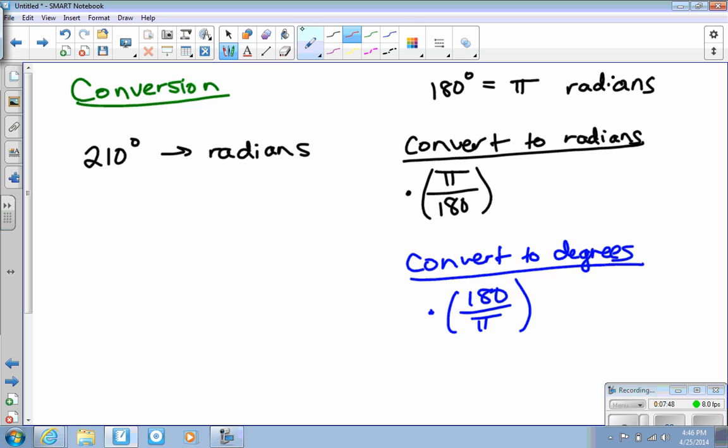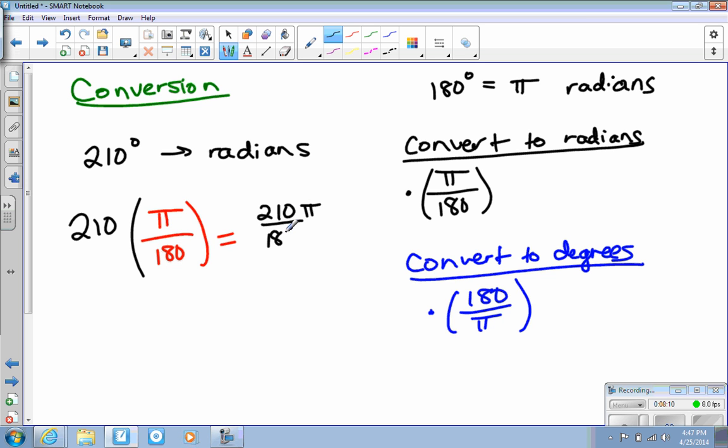So to convert 210 to radians, I'm going to take 210, and I want to go to radians, which means that pi is going to go on top, 180 goes in the bottom. And so if you take this, you should be able to do this without your calculator and reduce the fraction. You get 210 pi over 180. Well, let's reduce this fraction. 30 goes in both of those, or maybe right away you see that the 10s cancel, and then 3 goes in that. So you get 7 pi over 6. So 210 degrees is equivalent to 7 pi over 6.